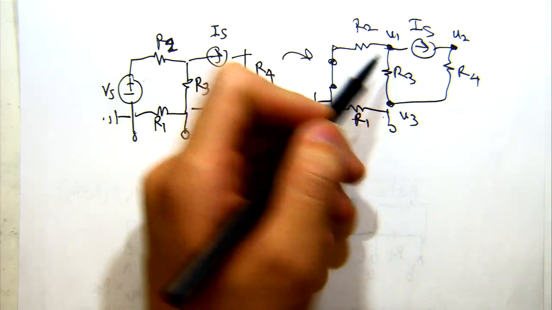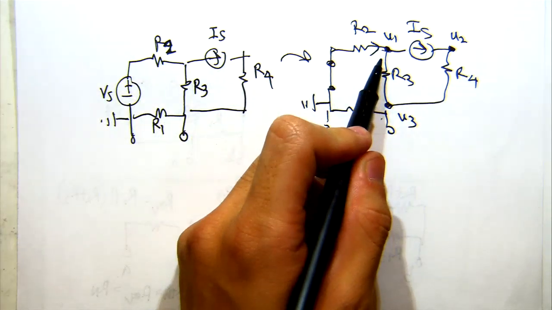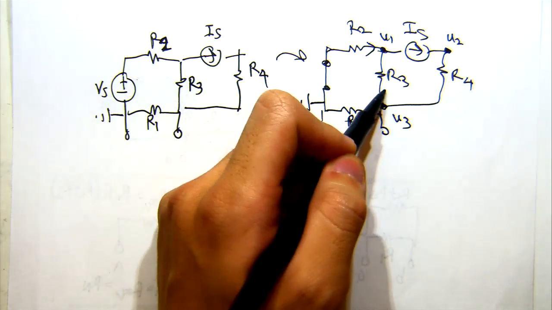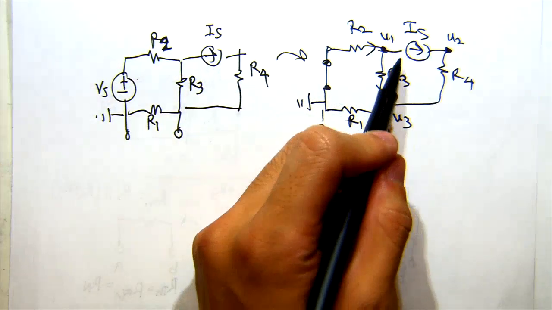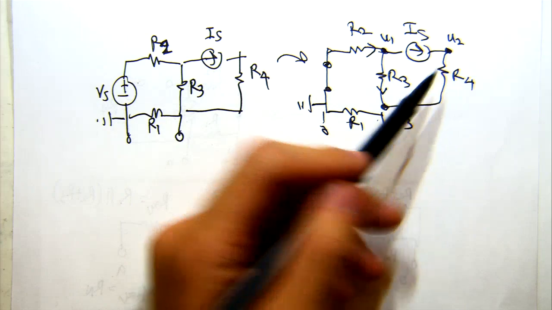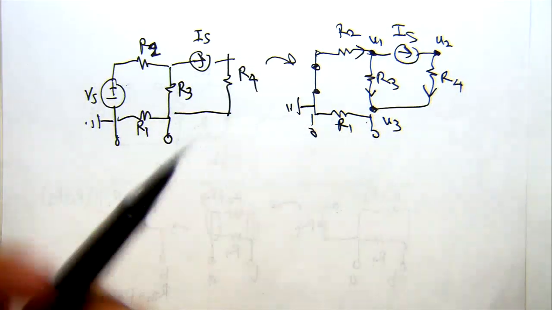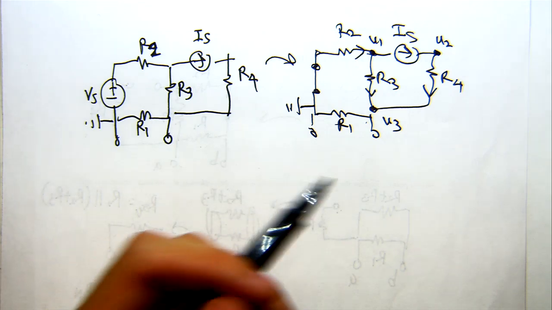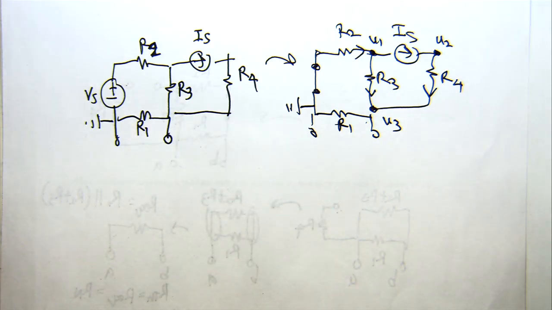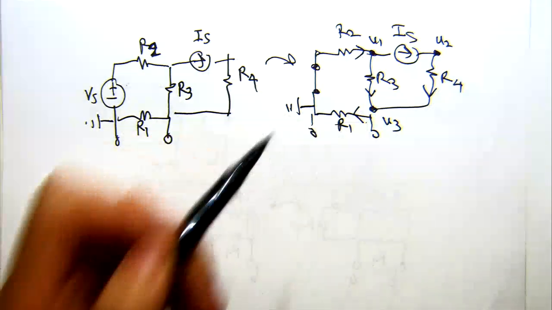If I look at that U1 node, I can label a current going through R2 into this node. I can label a current through R3 going out, and then we already kind of have a labeling from that IS. At this U2 node, I'm going to have to label a current for R4. I just happen to choose this direction. It's arbitrary. If you choose a different direction, you'll still get the same node voltages. And then for this R1, I'm going to choose this way.